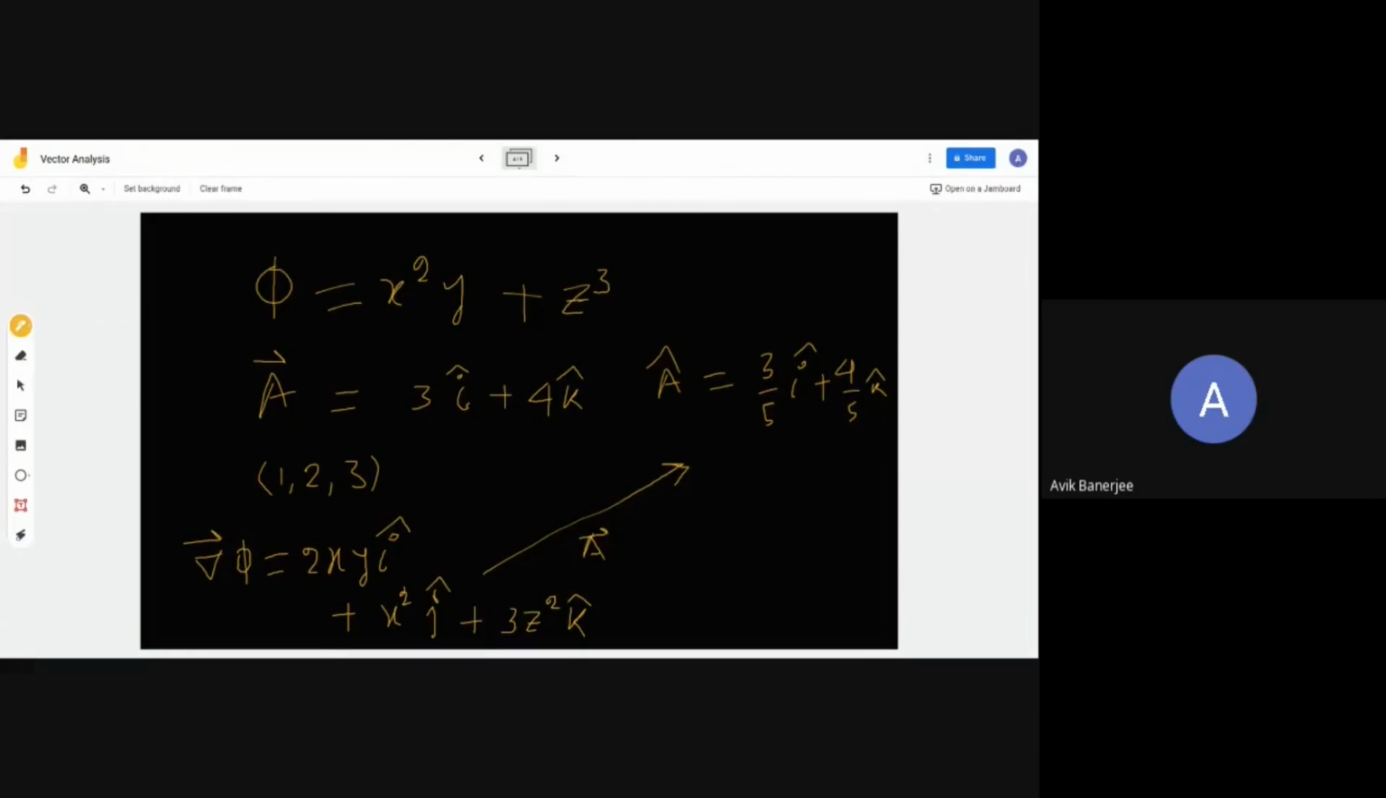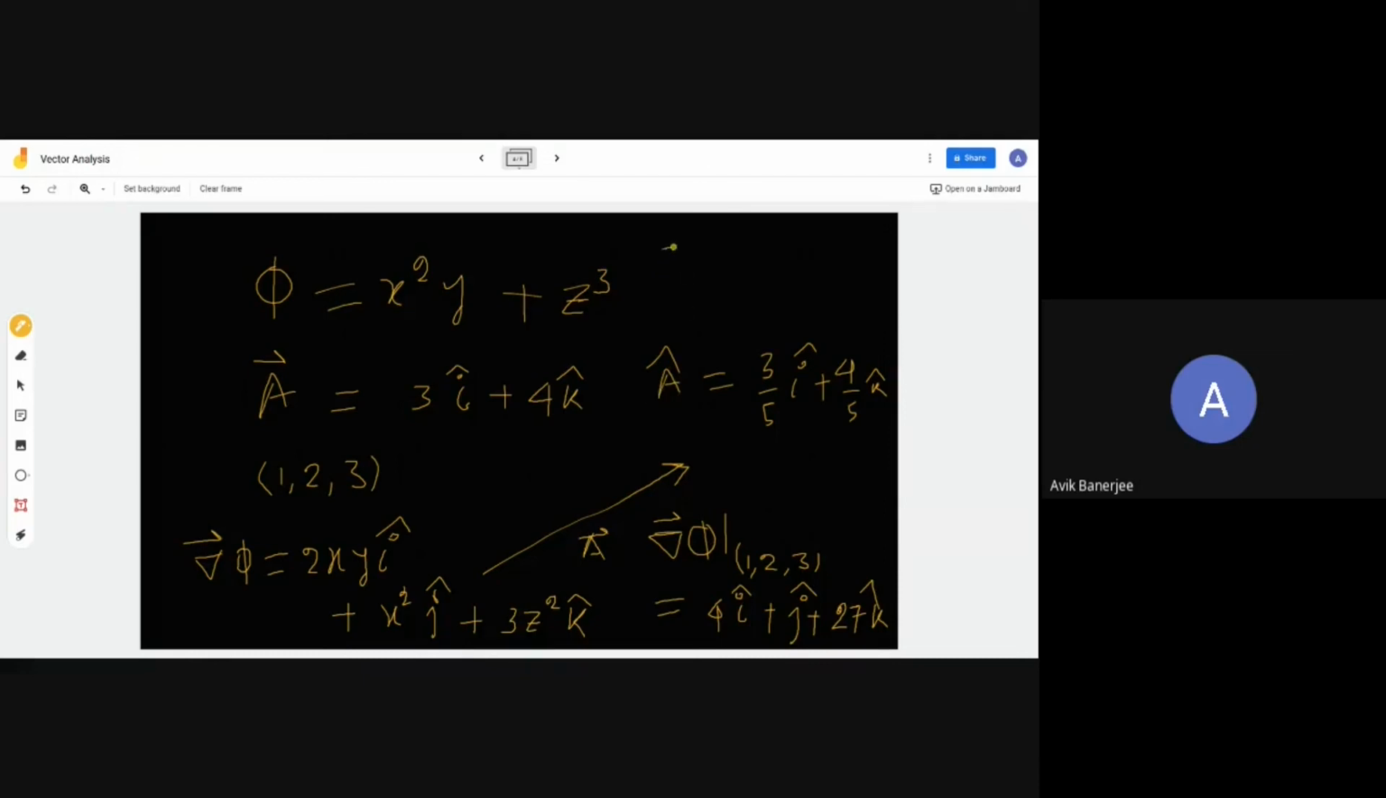Now gradient of phi will naturally be different for different values of x, y, z, but what is our question? We have to find out the directional derivative at this particular point 1, 2, 3. So what is gradient of phi at 1, 2, 3? 4 i cap plus j cap plus 27 k cap. So we know gradient of phi at that particular point, and we know a cap.